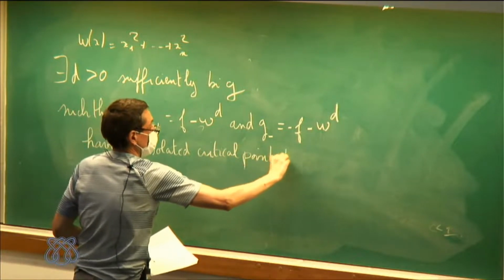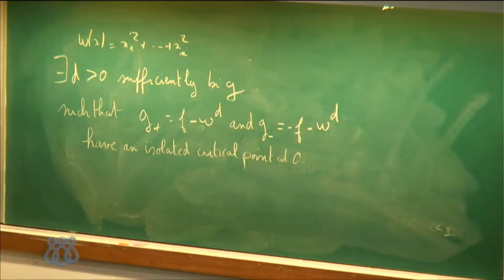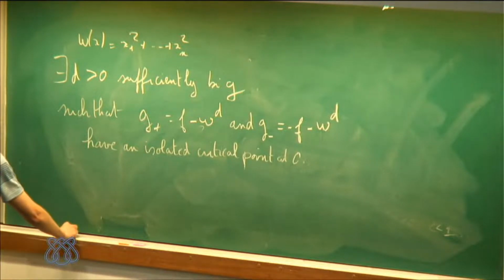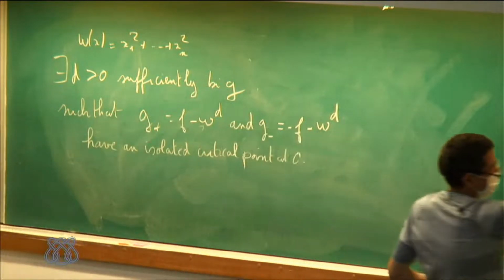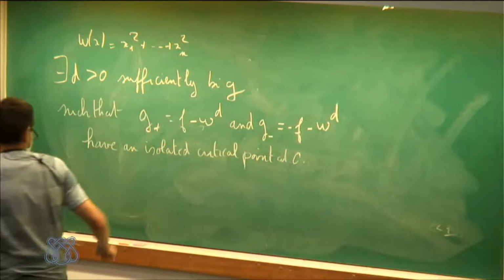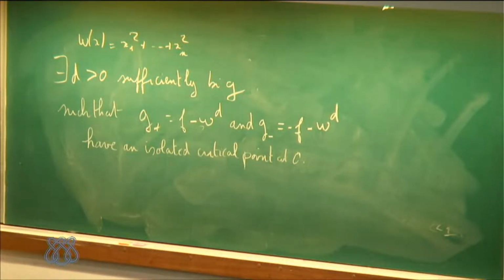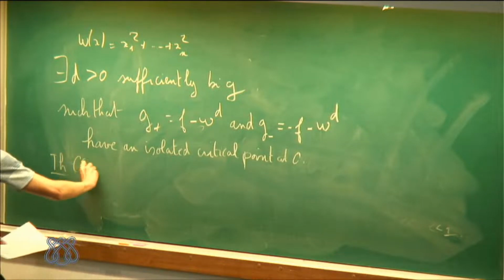At the origin. Okay. So this is a consequence of the Łojasiewicz inequality. And then Zafraniak proved a formula which relates this Euler characteristic to the degree at the origin of the gradient of G plus and G minus. So theorem. This is due to Zafraniak.